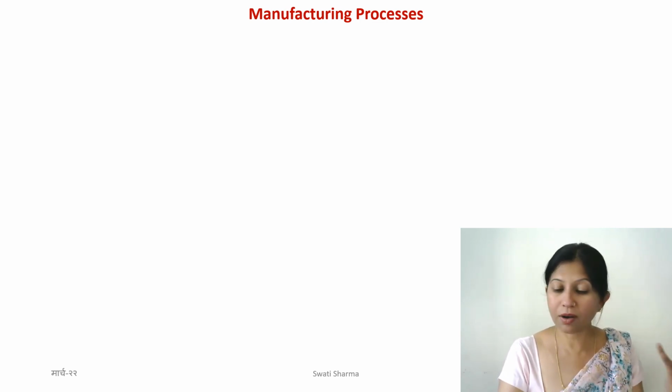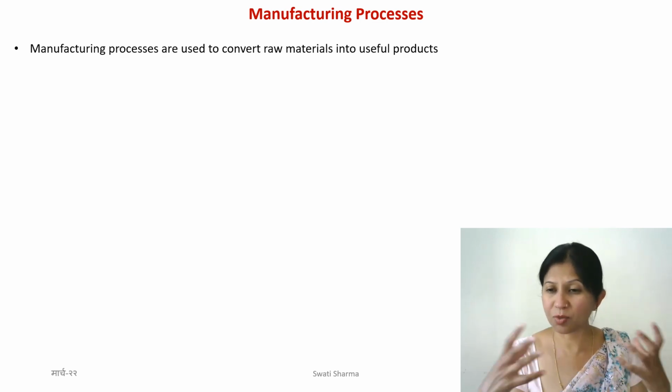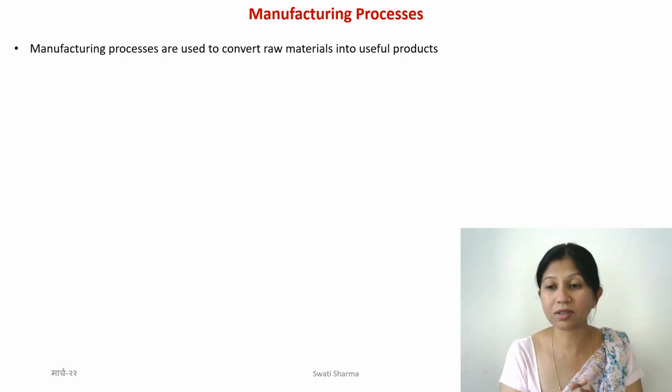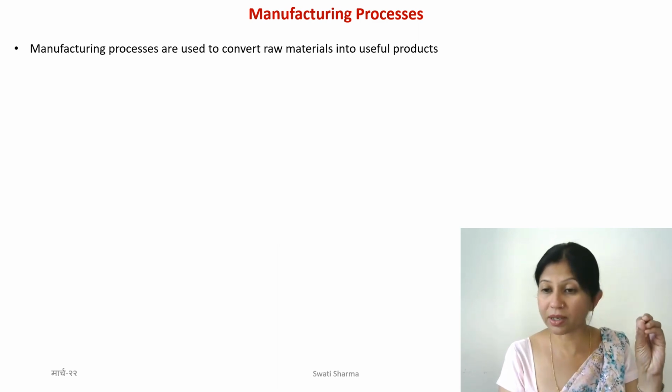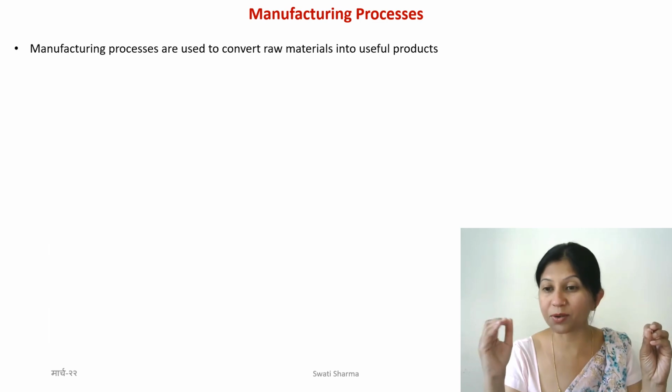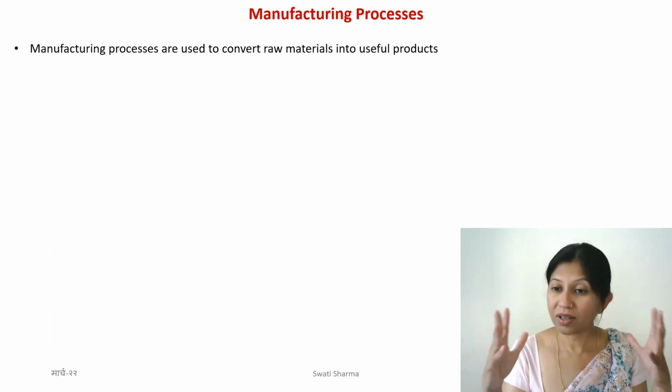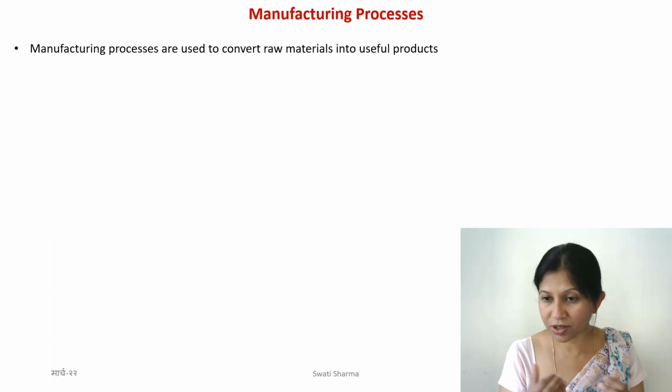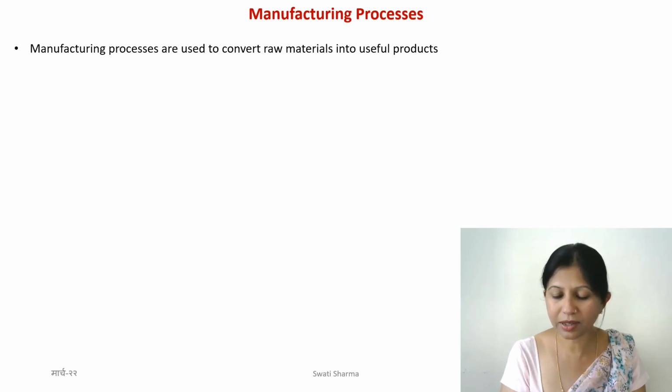So now, the entire set of processes which are used to convert a raw material into a product, and here we are talking about a tangible product, something you can touch, all these processes are known as manufacturing processes. This is not very complicated, right?